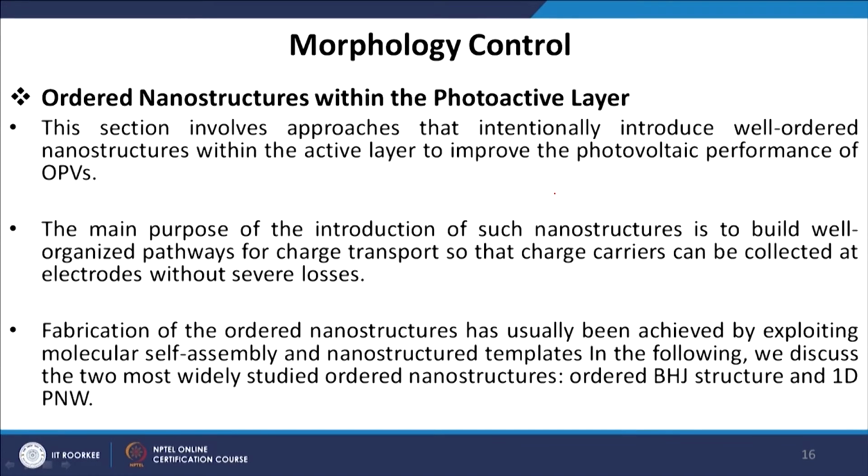Now, one objective of the pattern is, let us say, I want to make a waveguide kind of structure. Then I can increase the light confinement. If the electric field enhancement is there, then there will be more charge separation and there will be more short circuit current in the devices.